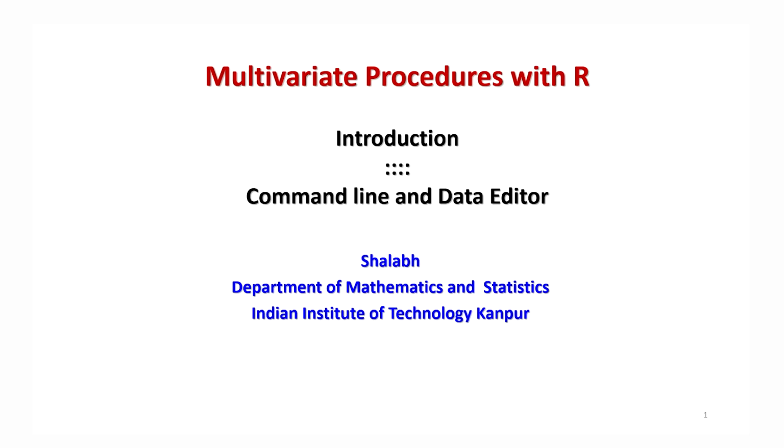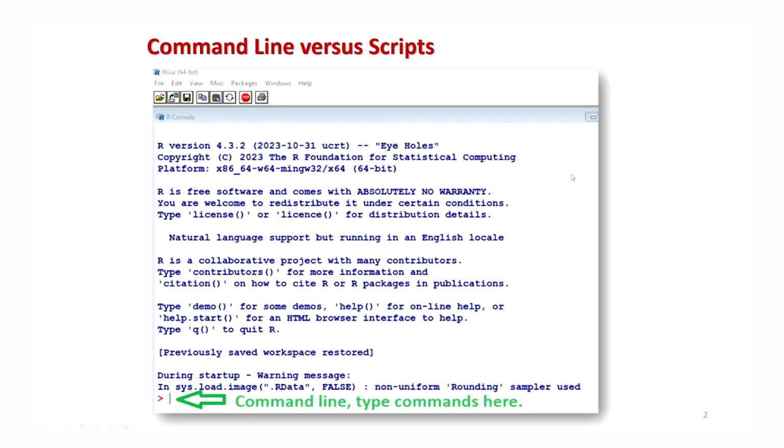In this lecture we are going to talk about some basic concepts about command line and data editor. Now you can recognize this window. This is our GUI window, and you already have used it, but still to give you a formal introduction, this is your prompt sign. All these things which are written here are basically about the R software. We are not going to use them, they are only for information. For example, here it is saying that this is R version 4.3.2, which is available at the time when I am recording the video.